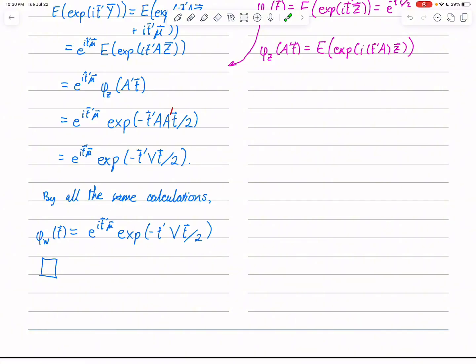And so at the end of the day, what we have now shown is that this characteristic function is equal to this characteristic function. One of them is for the vector y, the other one is for the vector w, and therefore they have the same characteristic function. Therefore, they are distributed the same, concluding the proof.